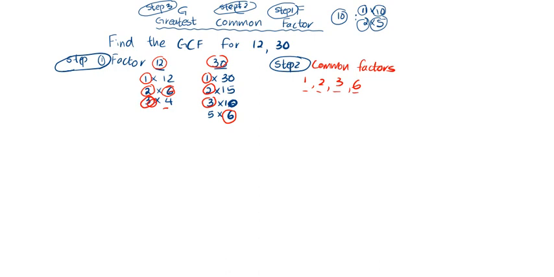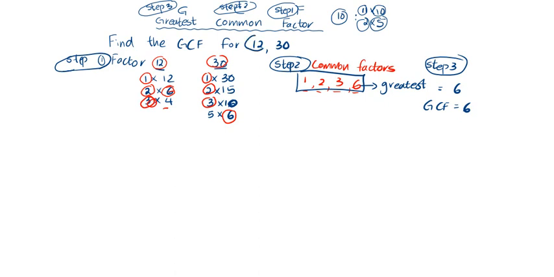And then the last step is to find the greatest of the common factors. From my common factors, I'm going to see which one is the greatest. The greatest is obviously 6, so that means my GCF is just 6. And you can see it makes sense, because 6 times 2 gives you 12, and 6 times 5 gives you 30. And that's the GCF.